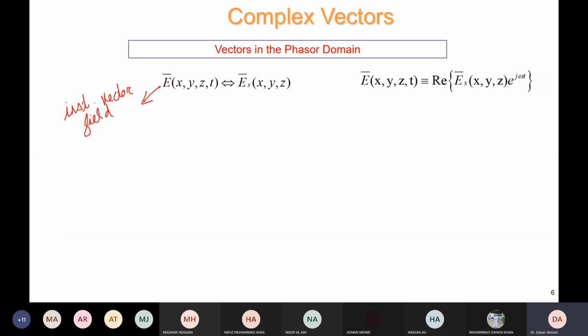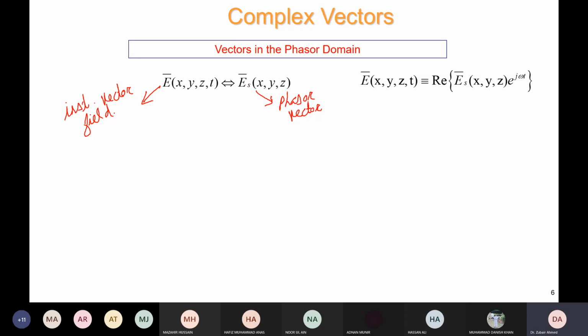So this is the instantaneous vector field, and this thing here, which we denote as ES with the vector sign, x, y, z, is the phasor vector. It's a phasor. It's a complex number. It does not have time dependence. And at the same time, it's a vector. It will have x, y, and z components. So these two are related.